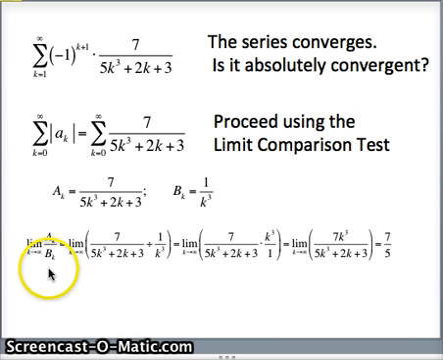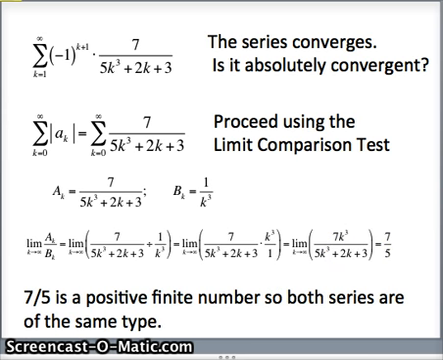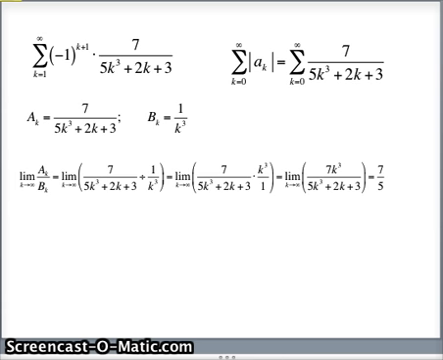If I take the limit as k goes to infinity of a sub k over b sub k, limit as k goes to infinity of this divided by this, invert and multiply, so multiply times k cubed over 1. So I get 7k cubed over 5k cubed plus 2k plus 3. If I would divide by k cubed, top and bottom, I hope it's obvious that that limit's going to be 7/5, which is a positive finite number. When we have a positive finite number, both series will be of the same type. What do we know? There's our positive finite number.